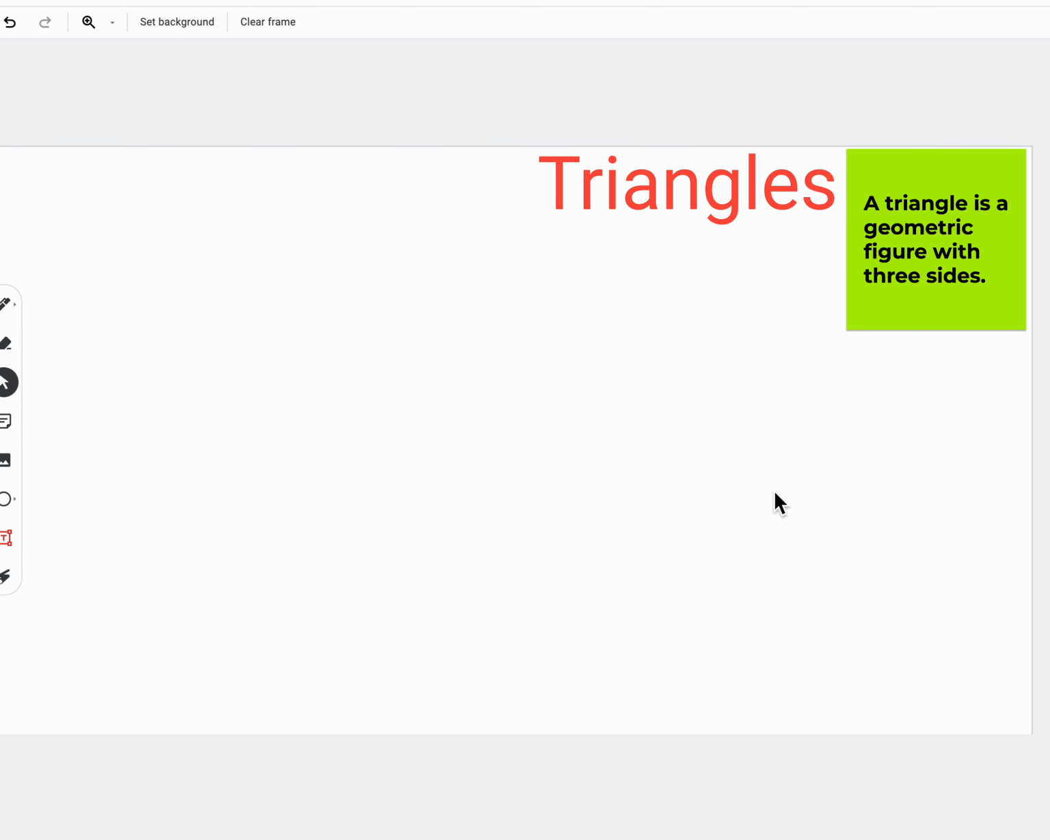Hello and welcome back. Today we're going to begin with triangles. Take a look at some triangle rules today. First we'll take a look at the isosceles triangle.